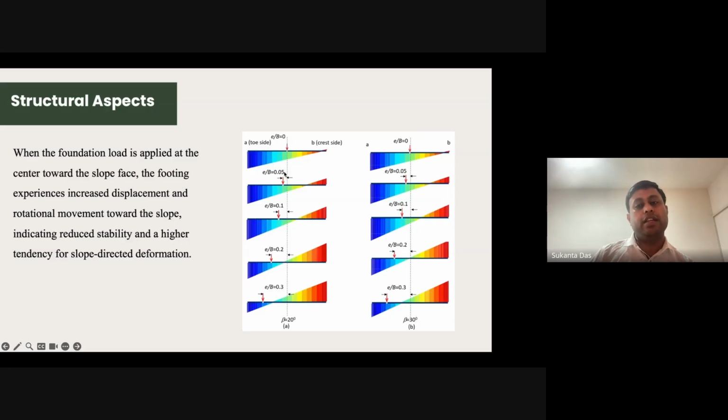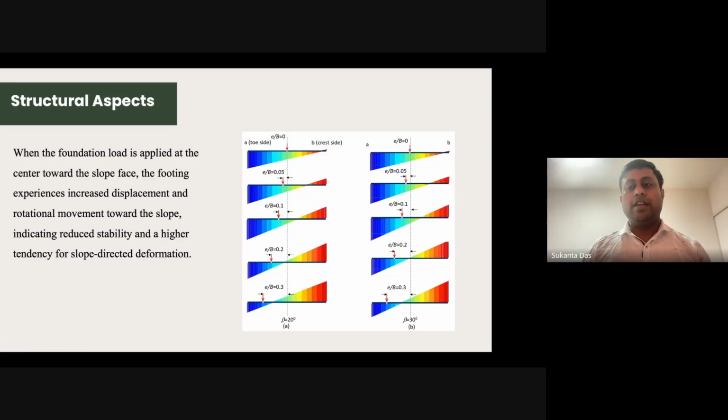But if you again increase the eccentricity, there is a tendency that the structure displacement will be very high on this side, and a slight uplift kind of phenomenon occurs at this side, because this is the slope side. If you increase it further, this side will always be critical. If you increase the eccentricity, this side is going to be positive, but not this side. But it is always desirable that your load should be centric. These phenomena increase when you increase the eccentricity.